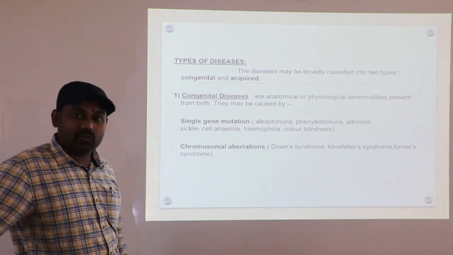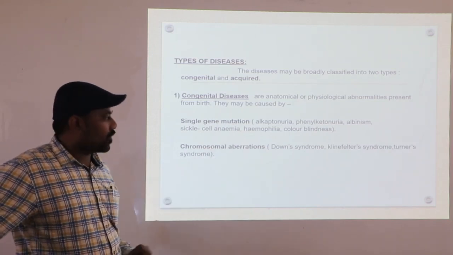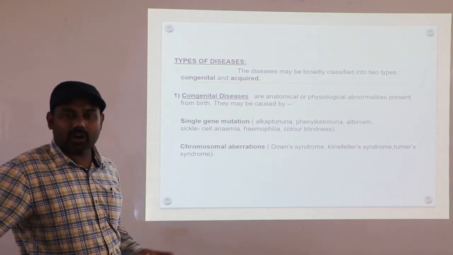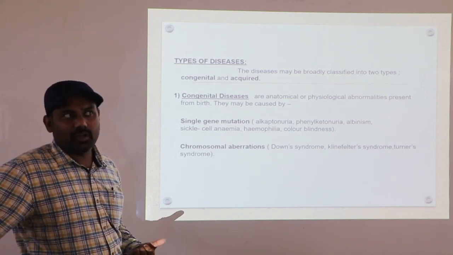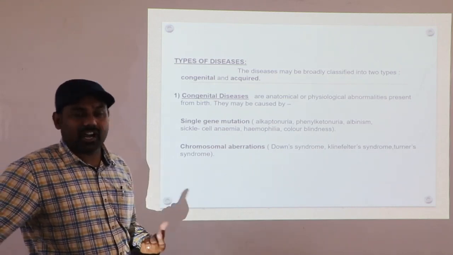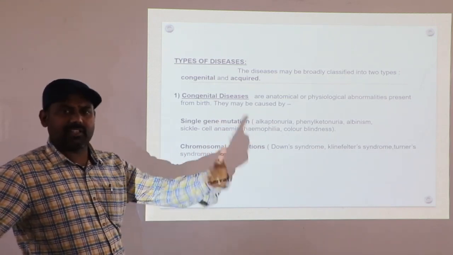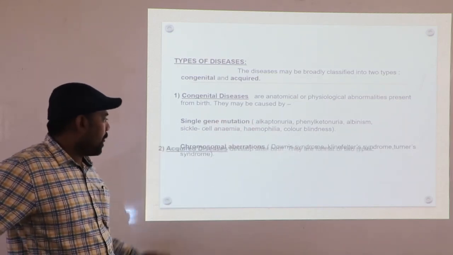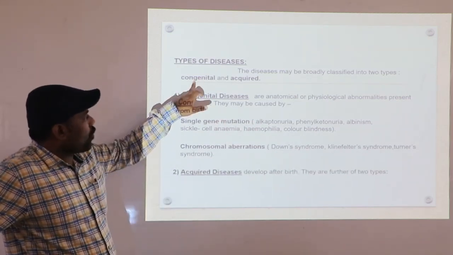So which includes Down syndrome, Klinefelter syndrome, Turner syndrome, Edwards syndrome, Patau syndrome, then one more, Cri-du-chat syndrome. How many are there, we'll discuss in the next slide. Next. Clear? First one, congenital disease.